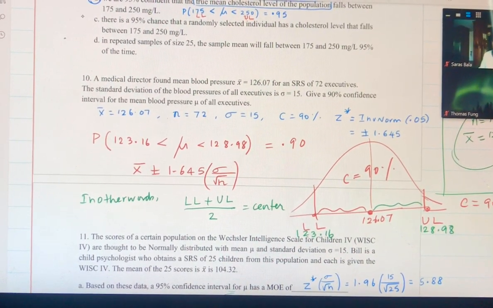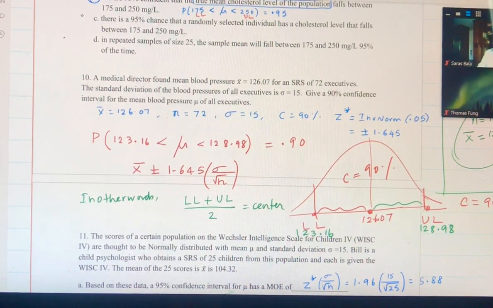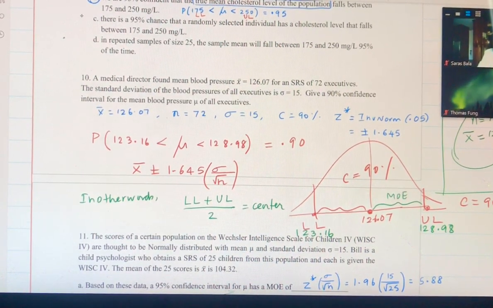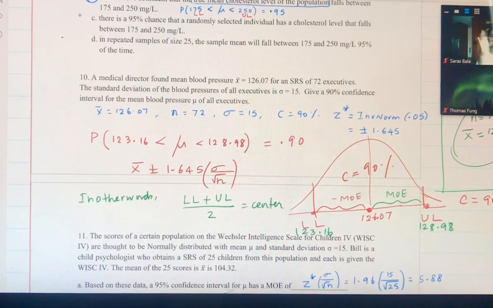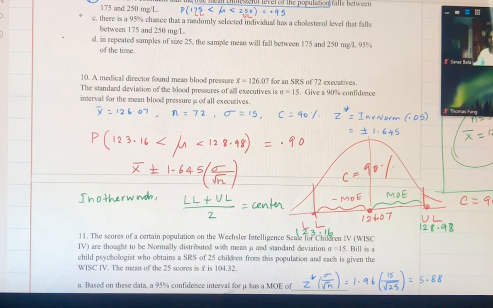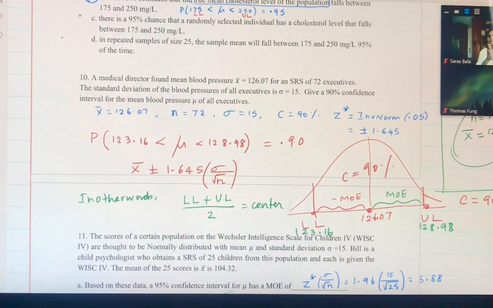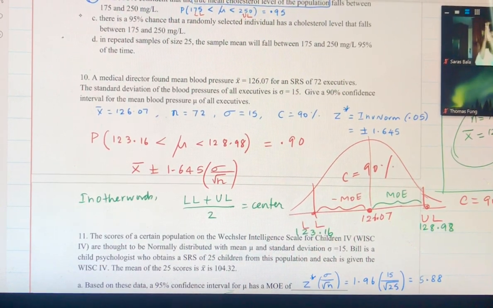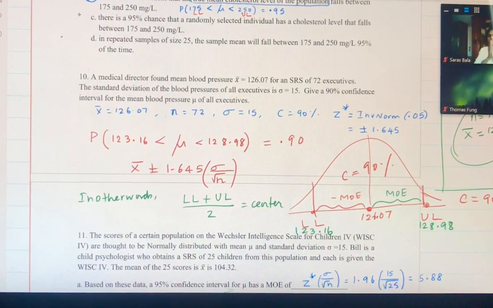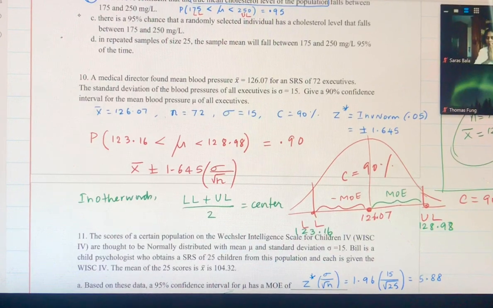Because they are equidistant numbers, this is the positive margin of error and this is the negative margin of error. So they are equidistant from the center. When you add the lower limit number plus the upper limit number, and then average it out, you will get your center, which is 126.06.